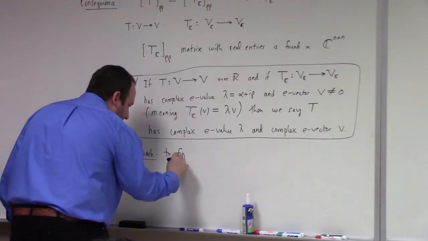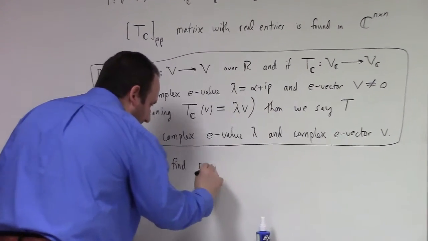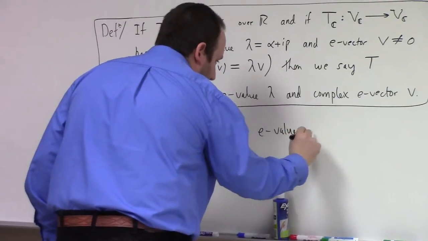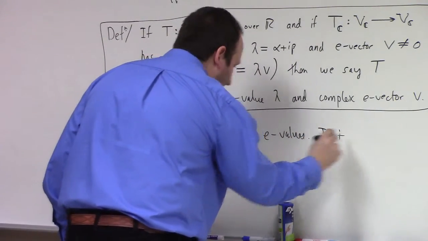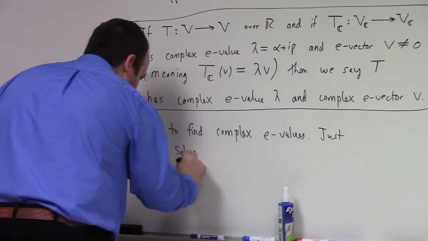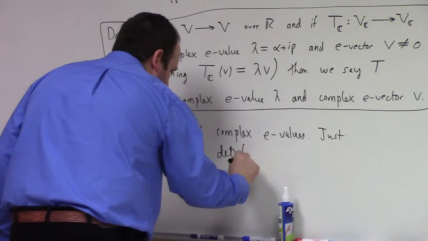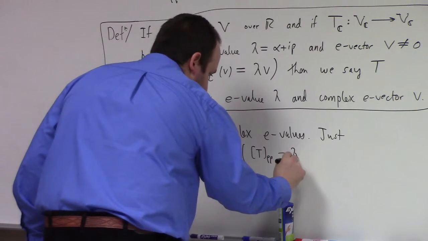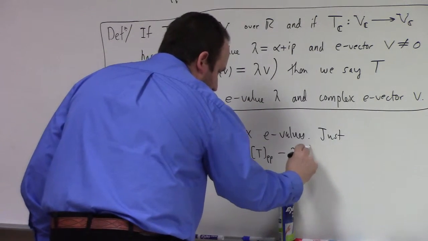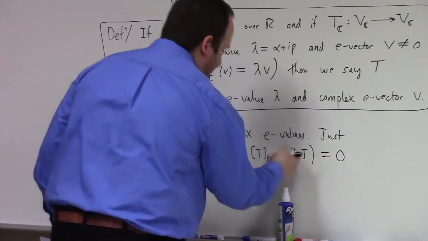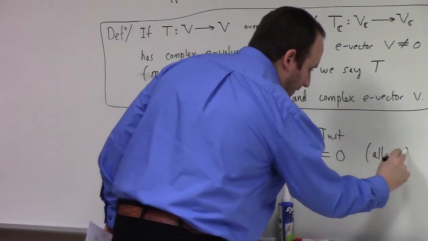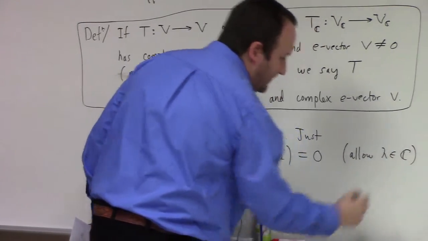To find complex eigenvalues, what do we do? Just solve the determinant of the matrix of T with respect to beta, beta, minus lambda I, equals 0. Or if you want, you could put an x here. But the thing is, we now allow lambda to be a complex number.